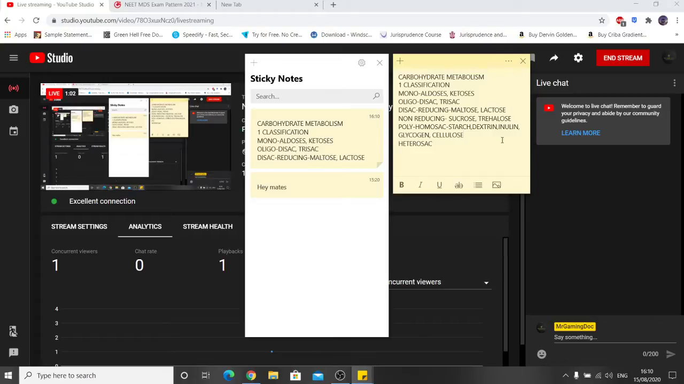So if we look at the longest list one, which is polysaccharides, they are divided into homosaccharides. And examples are starch, dextrin, inulin, glycogen, cellulose. Homo means the same kind of sugar molecules, the same structure, and they are connected by their respective groups, and they make up long chains which are uncountable. Starch, dextrin, inulin, glycogen, cellulose.